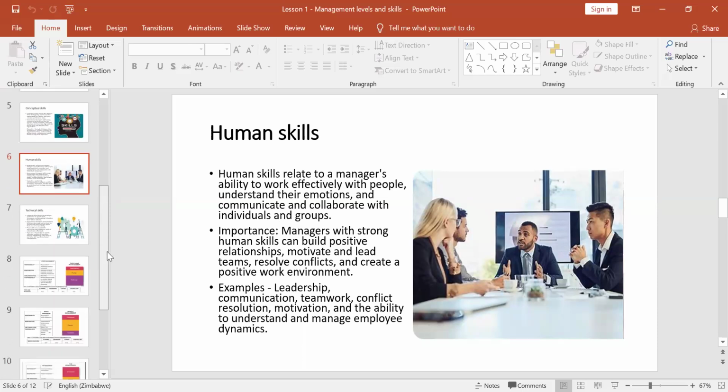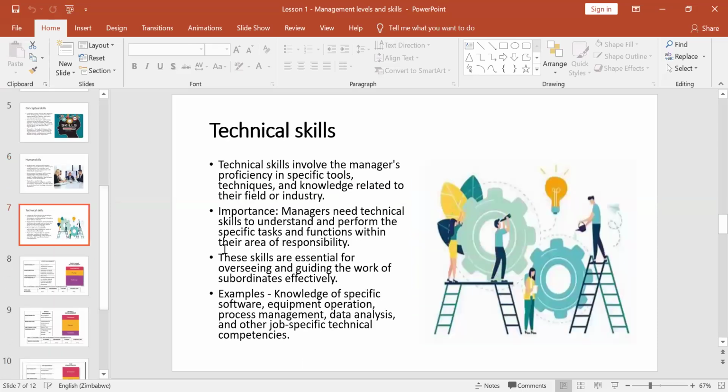Then lastly, we also have the technical skills. So technical skills, we usually talk about technical skills in the context of areas of expertise. We usually talk about them with regards to expertise. If someone is an expert in a certain field, those are the technical skills that they have.